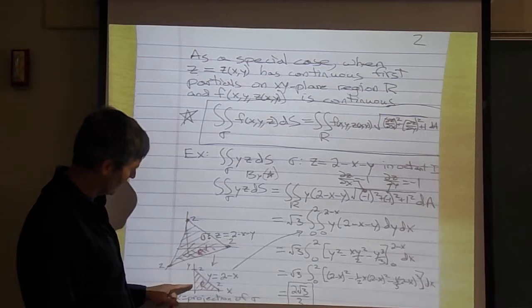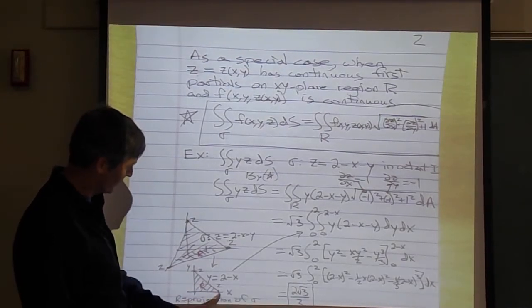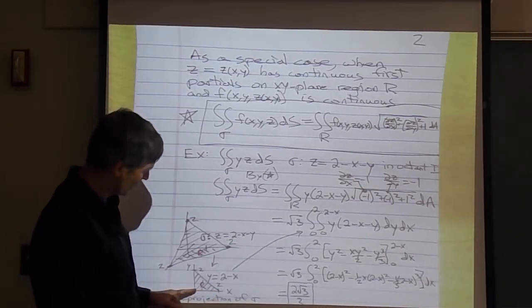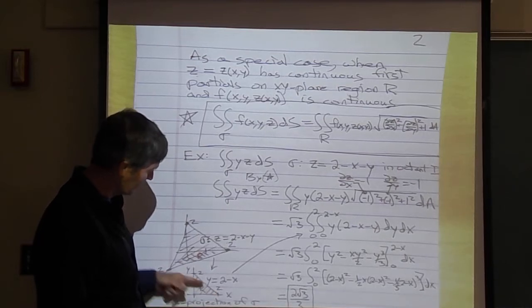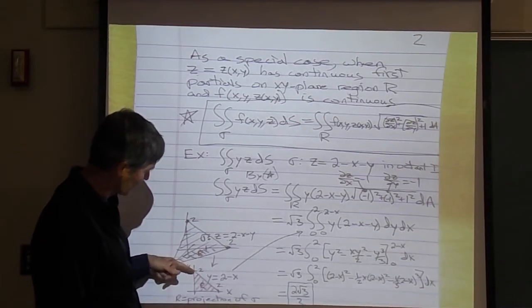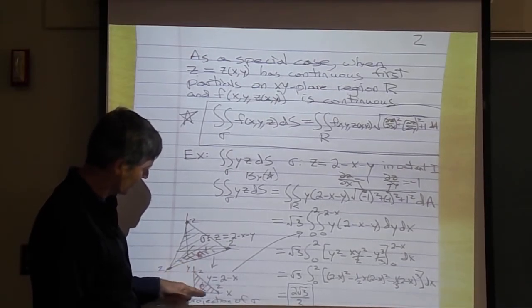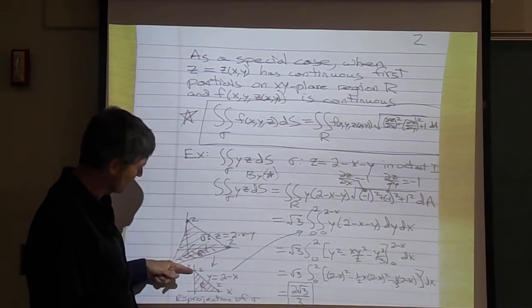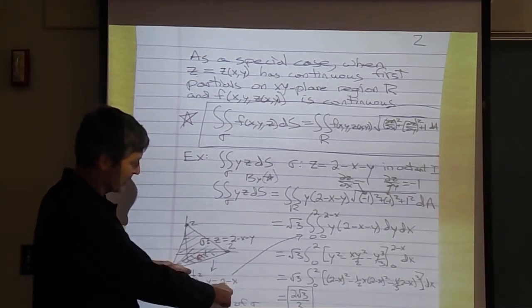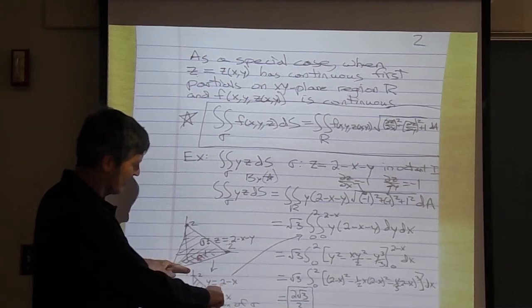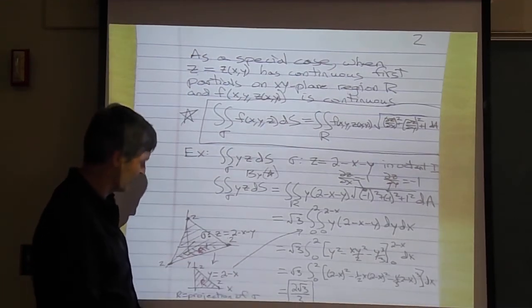The triangle: x goes from the minimum of 0 to the maximum of 2, and y goes from the line y equals 0 to the line here, which has slope minus 1 since it goes down 2 and over 2, and goes through y-intercept 2. So this is y equals mx plus b with slope minus 1 and intercept 2, which is how I got y equals 2 minus x.